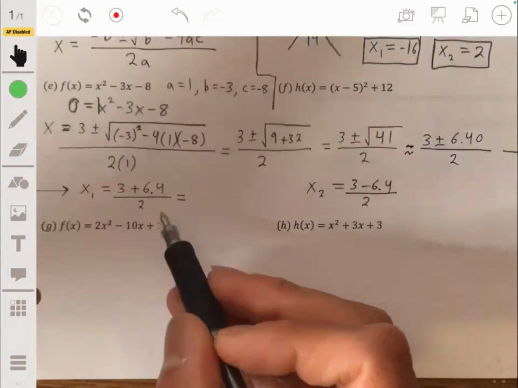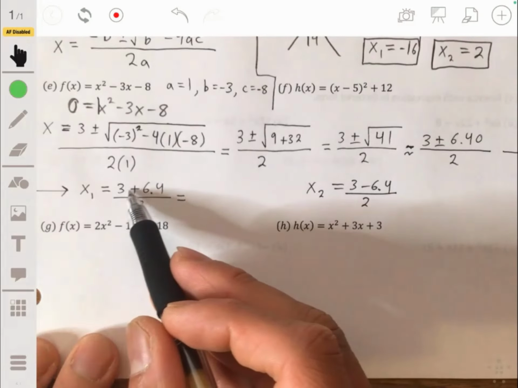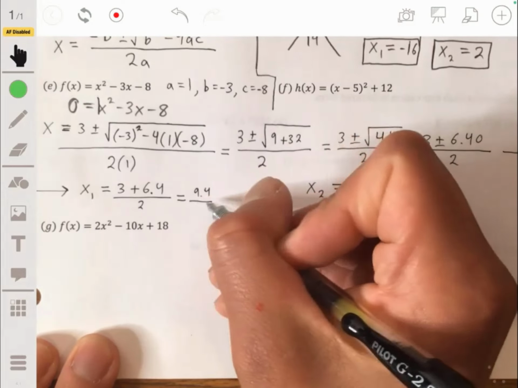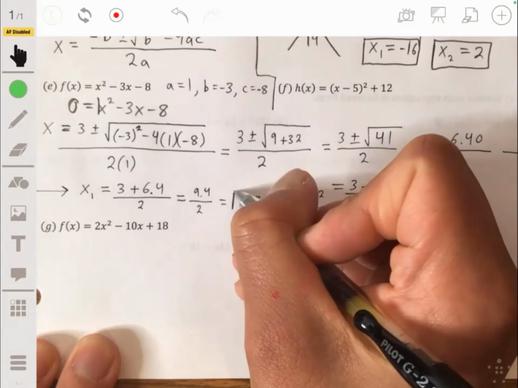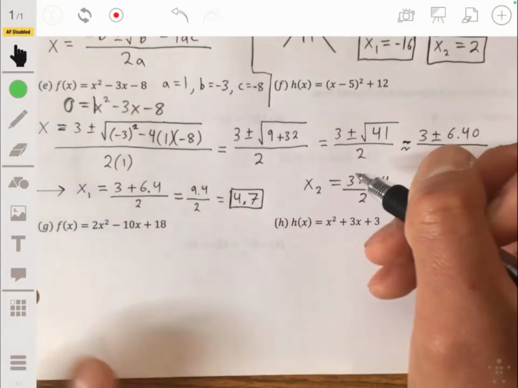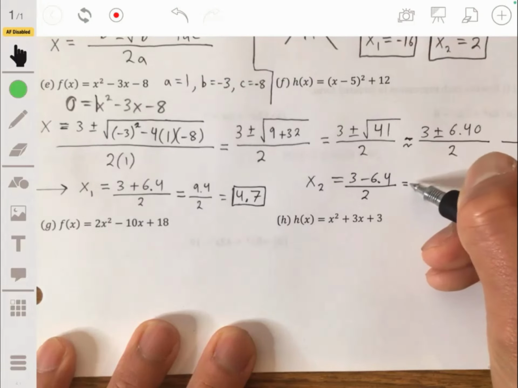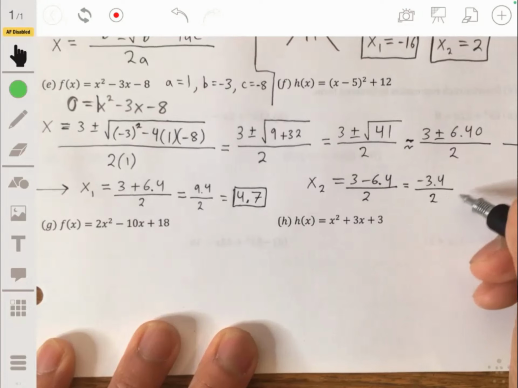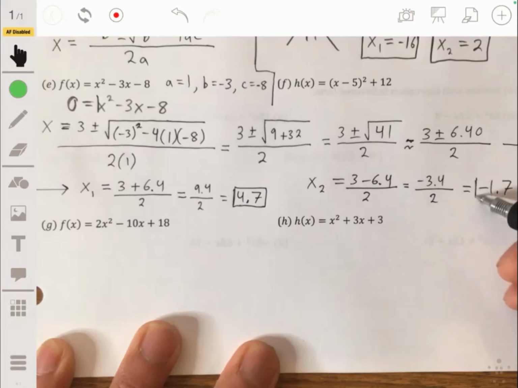All right, so let's simplify this. We have 9.4 on top over 2. It'll give us 4.7. That'll be one of our intercepts. Here, take away 6.4. We'll get negative 3.4 over 2, giving us negative 1.7 for the second x-intercept.